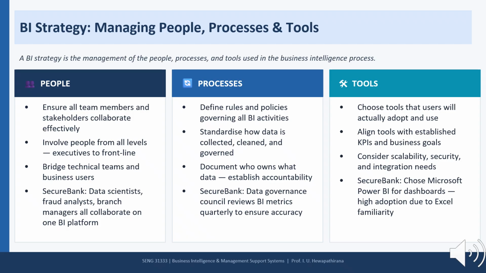Processes. This pillar covers the rules and policies that govern how data is collected, cleaned, stored, accessed, and used. A process might define who is responsible for the quality of a particular dataset, how often it should be updated, or what approval is required before a new report is published. At Secure Bank, a Data Governance Council was established to review all BI metrics quarterly. This ensures that every number on every dashboard is accurate and has a clear owner.